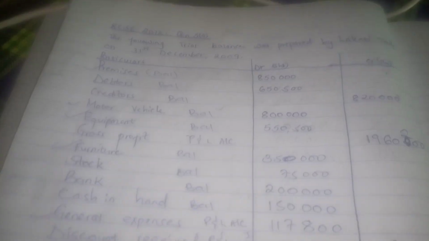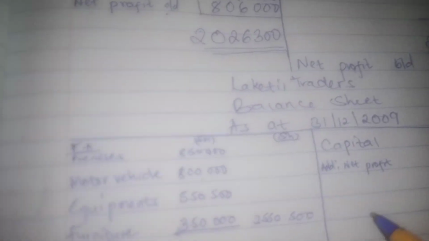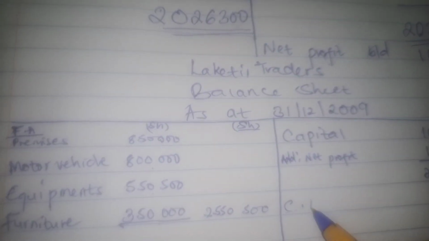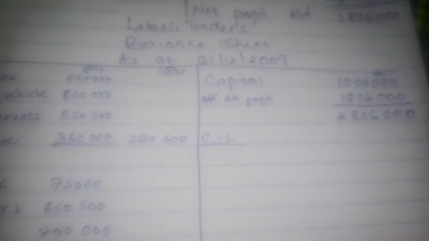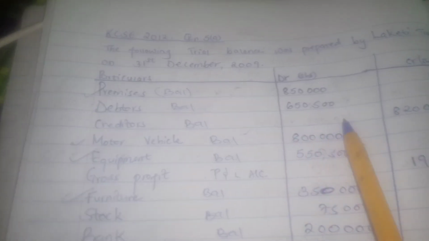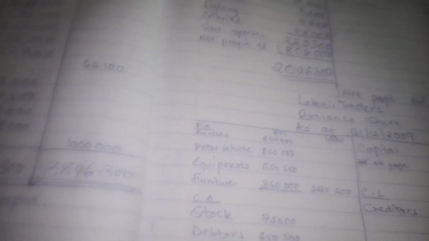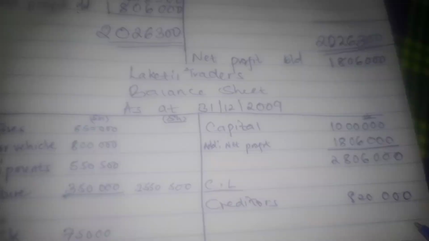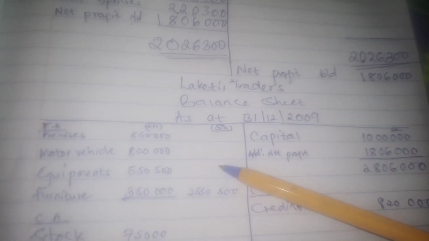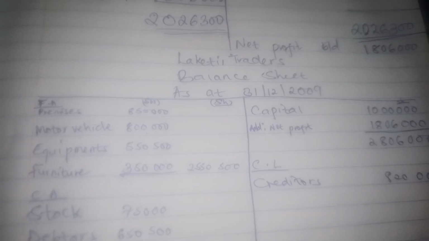No. If we look at that one, we clearly do not have any. So therefore we go straight to the current liabilities, which we have creditors, which is 820,000, and this business seems to be doing well. So therefore, we can balance by summing up the asset side and the capital and liability side.